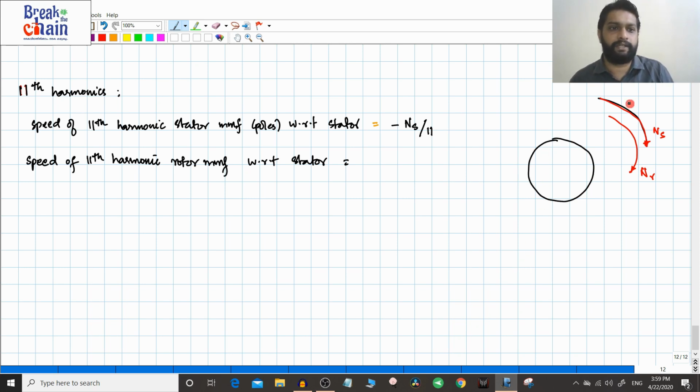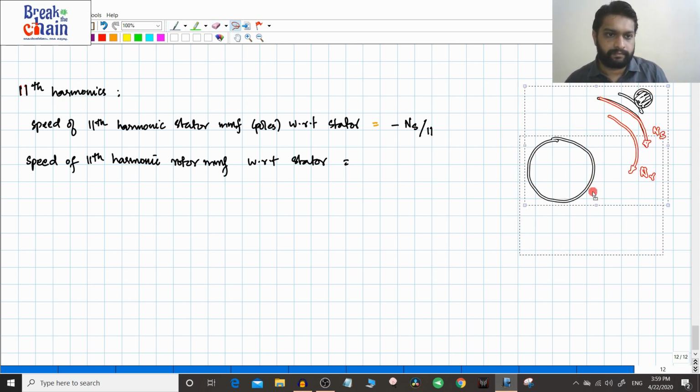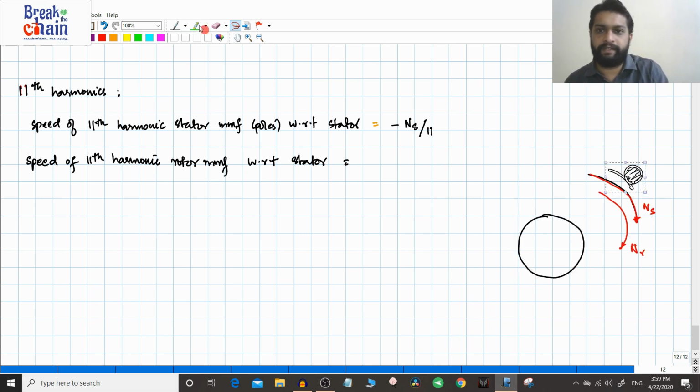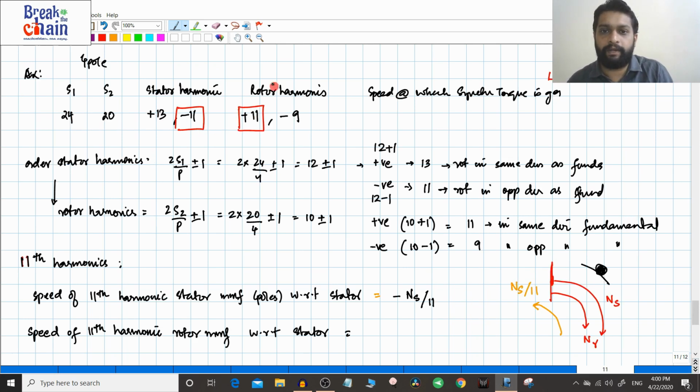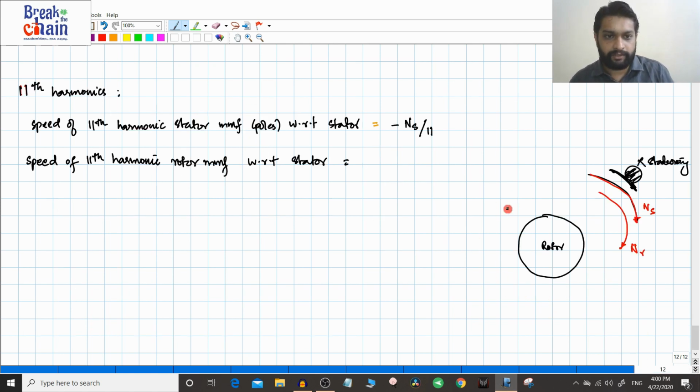So I will draw the rotor. This is the rotor, and somewhere here you will have the stator, and that stator is stationary. So you can have the person X, and this is stationary. Alright, so now this is your rotor. Now first you are having the 11th harmonic MMF with respect to the stator. So first you see there is a 11th harmonic rotor MMF which is rotating in the same direction as the fundamental.